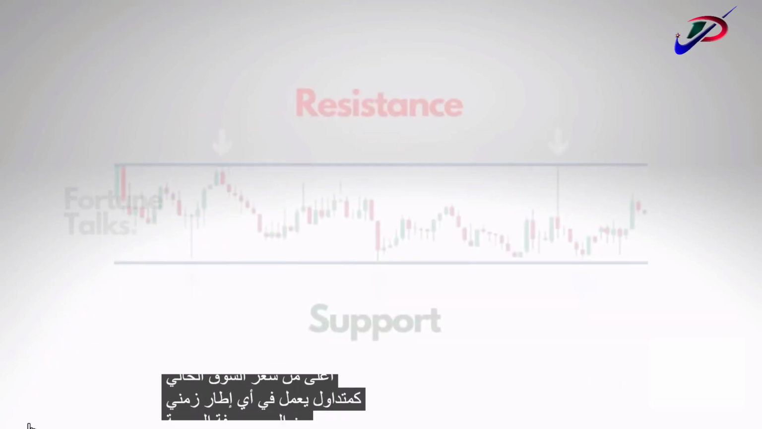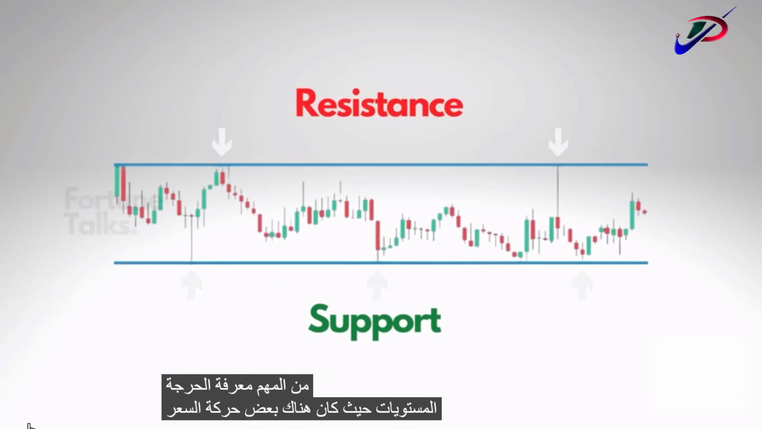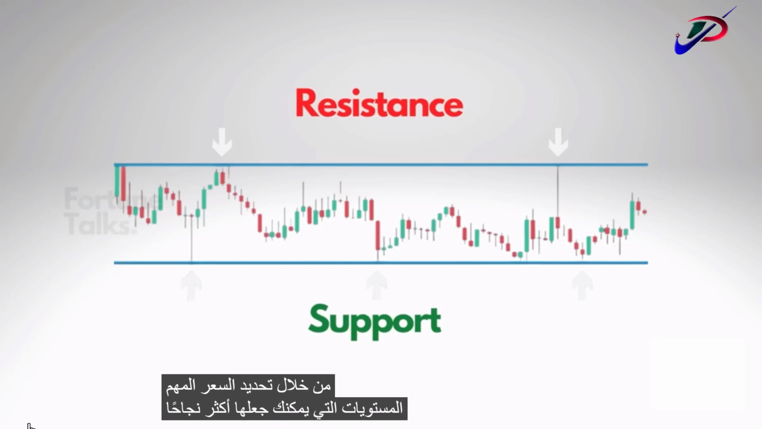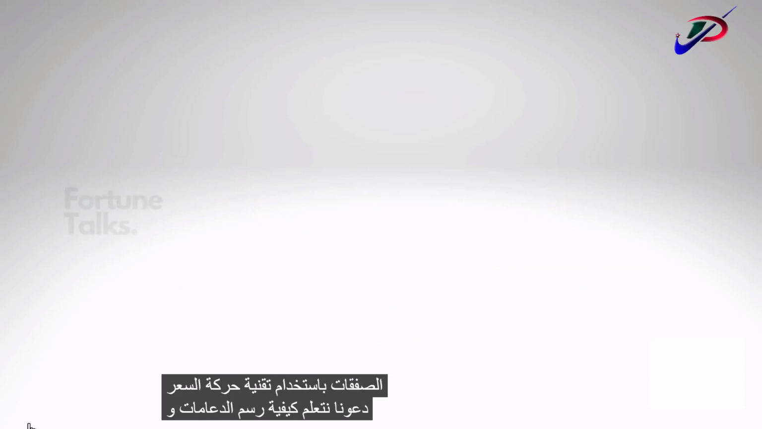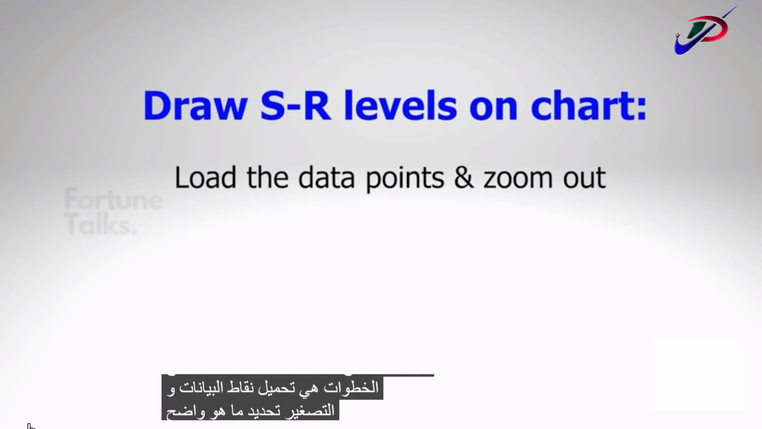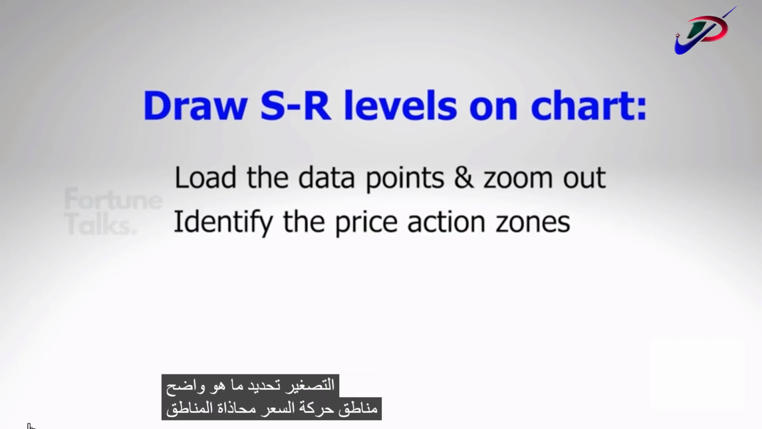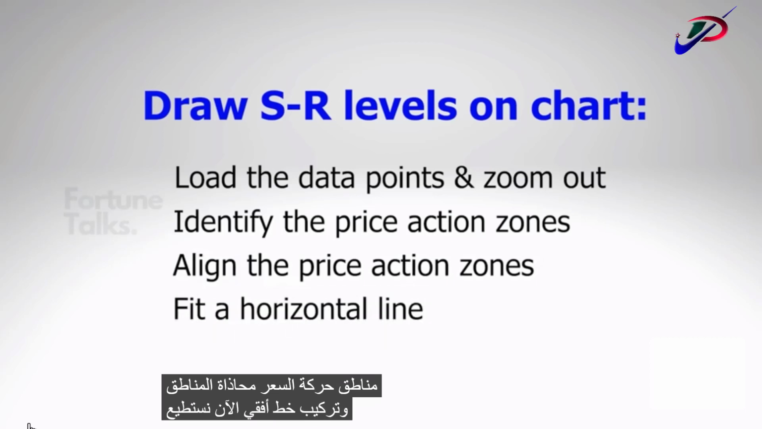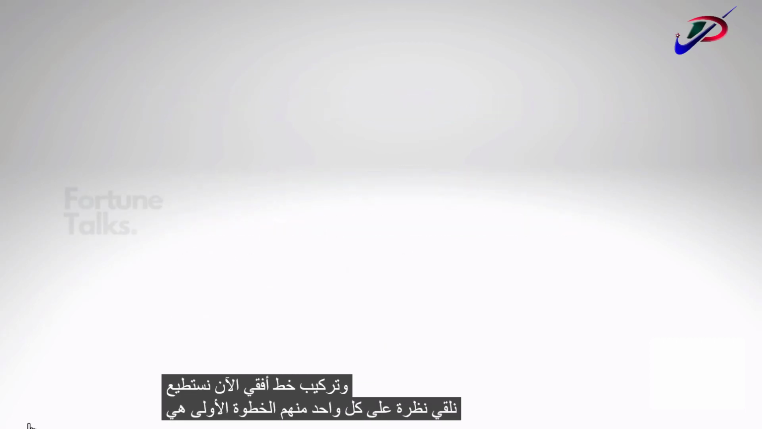As a trader working in any time frame, it is important to figure out the critical levels where there was some price action. By identifying the important price levels, you can make more successful trades using the price action technique. Let us learn how to draw supports and resistance in our chart by a simple 4-step process. In short, these 4 steps are loading the data points and zooming out, identifying the obvious price action zones, aligning the zones, and fitting a horizontal line. Now we can take a look at each of them.